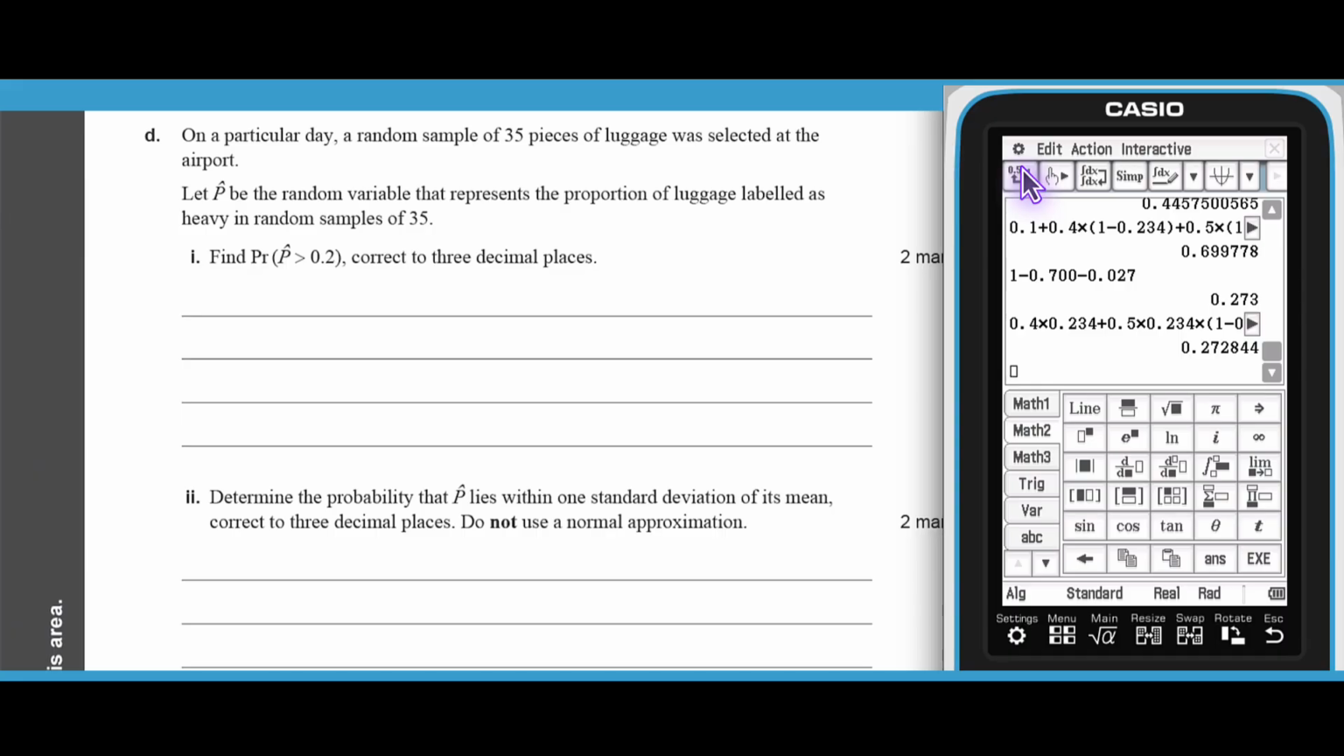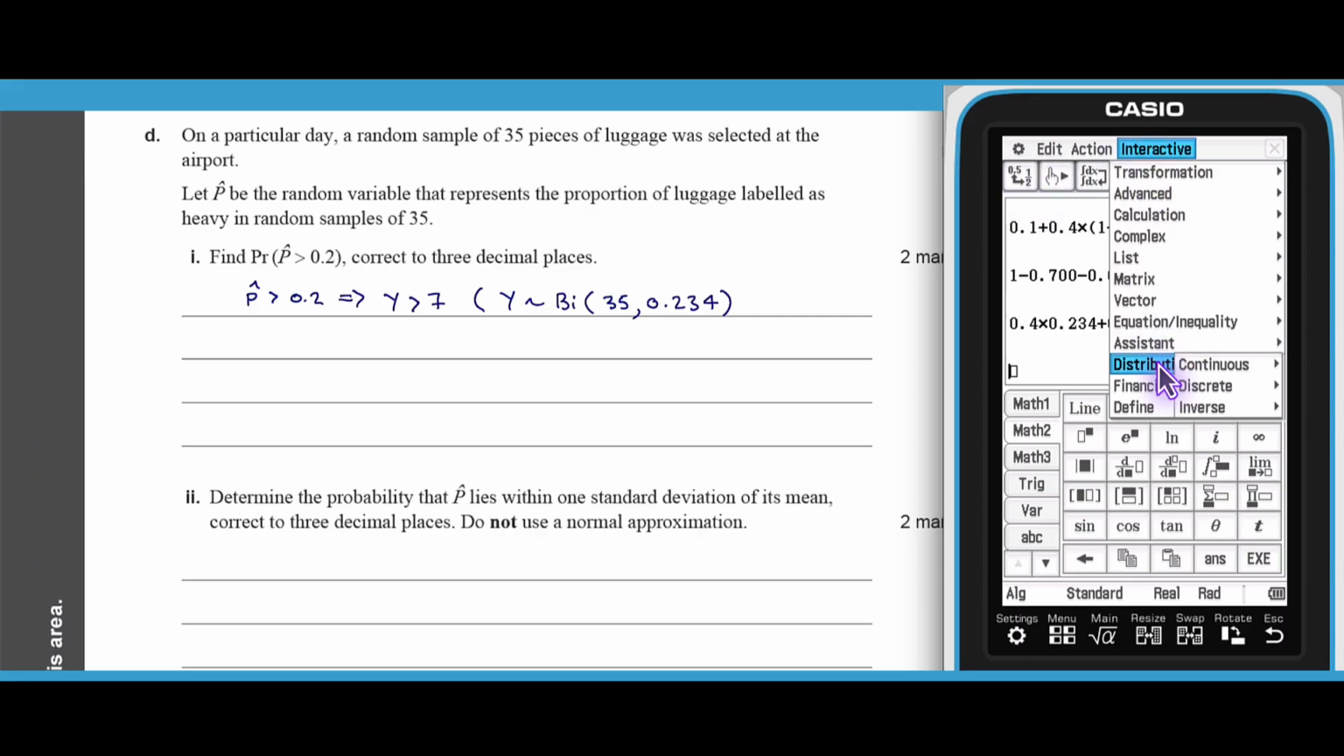Part D now looks at the number of heavy pieces amongst random samples of 35 pieces of luggage. Part 1 asks about the probability that the sample proportion p hat is greater than 0.2, which I will calculate by considering y greater than 7, where y is distributed binomially with n equals 35 and p equals 0.234. The relevant probability from the binomial distribution of y is y greater than or equal to 8, which can be found on my ClassPad using the interactive distribution menu.